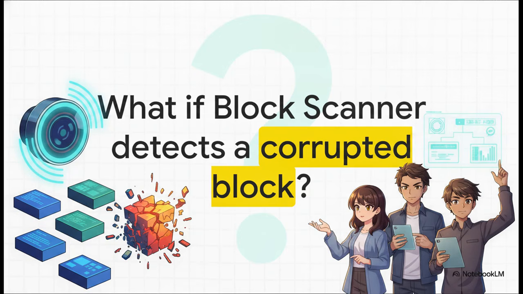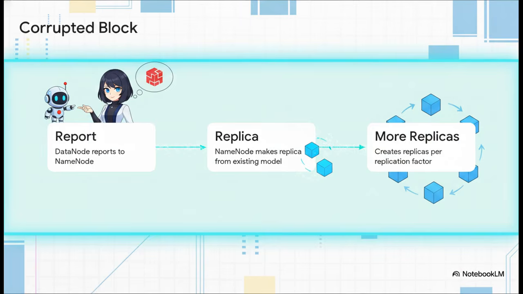Now, let's look at a highly technical, super specific scenario that honestly trips up a ton of candidates. What happens when Blockscanner detects a corrupted data block? Okay, the key here is to just memorize this exact chronological flow of events. Step 1, the data node reports the bad block over to the name node.